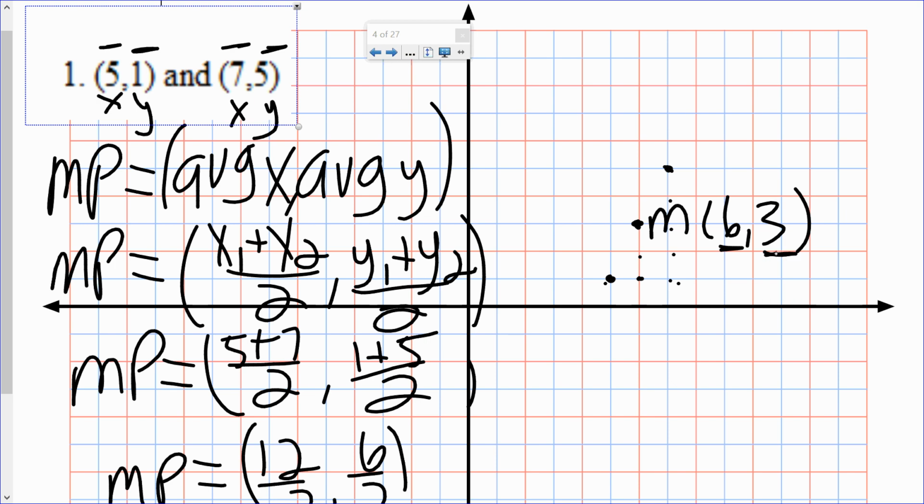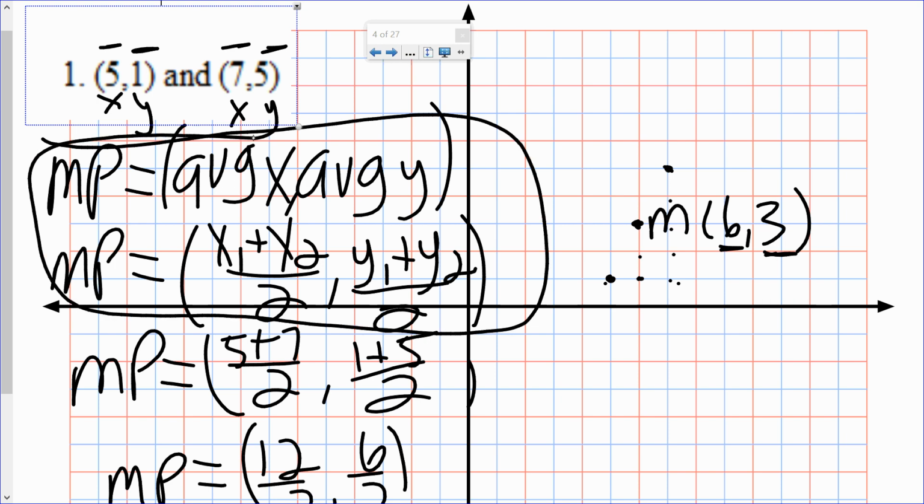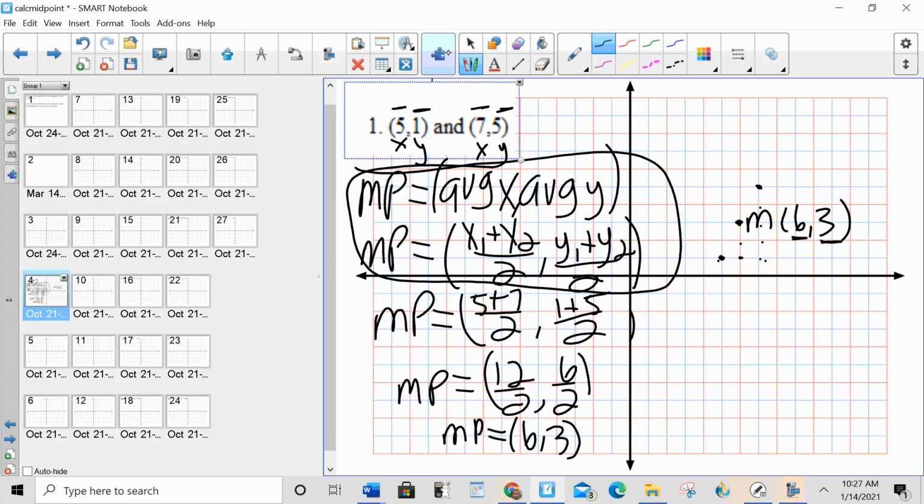So you have a few different options, but what I want your go-to to be is the midpoint formula, which is the average of the x values, comma, the average of the y values, x1 plus x2 over 2, comma, y1 plus y2 over 2. So now we did a lot of talking. Let's try the next example.